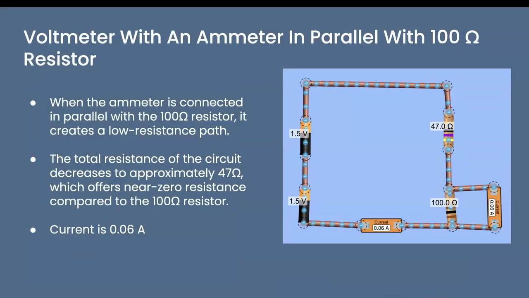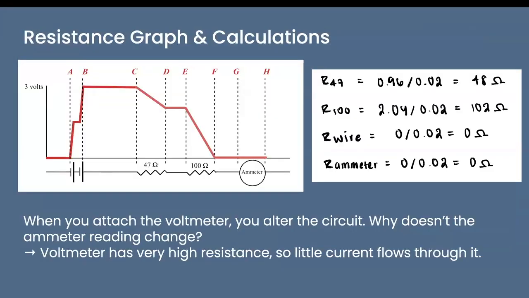We're going to replace the voltmeter with an ammeter in parallel with the 100 ohm resistor. Ammeters have very low resistance, so current will go through it instead of the 100 ohm. So this is going to lower the resistance to 47 ohms, which offers near zero resistance compared to the 100 ohm resistor. We're going to find that the current is going to be 0.06, and simulating this online, we find the same results.